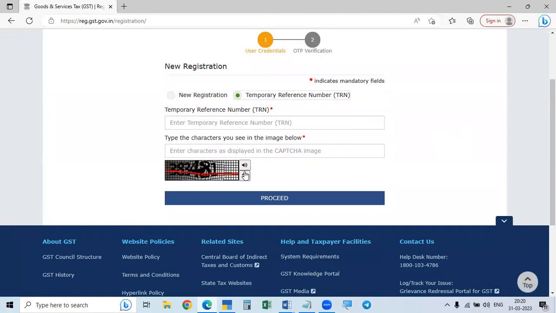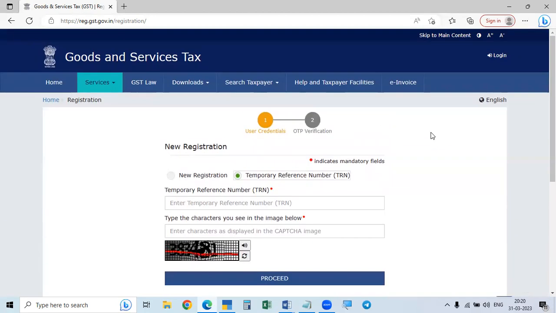The phone number and email address you have given, to the email address you will get an email, and to the phone number they will intimate you the GSTIN, the GST identification number. For all correspondence and all purposes, we have to quote the GST number. With that, our registration process will be completed.